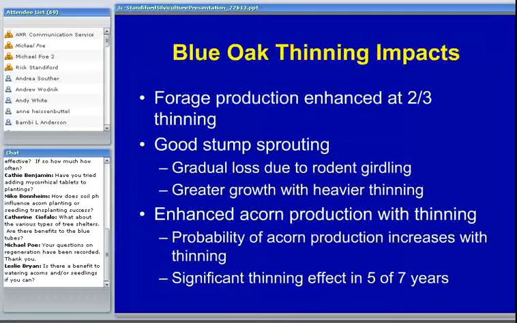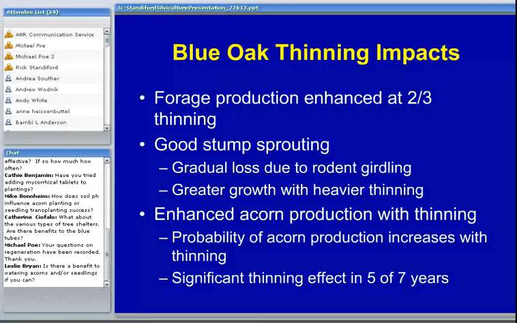A very interesting thing that we did not anticipate is that the thinning resulted in enhanced acorn production. So the probability of acorn production increased with the level of thinning. And in 5 of the 7 years that we measured acorns in the thinned stands, we did have significantly increased levels of acorn production.